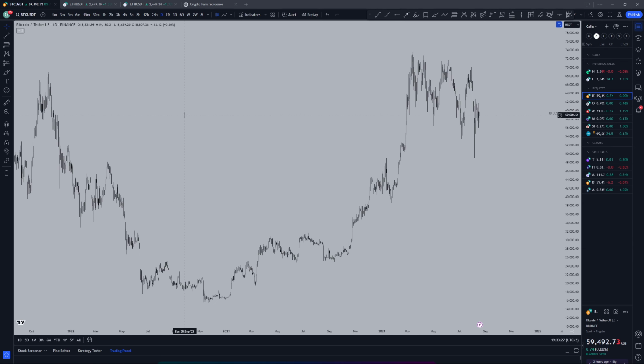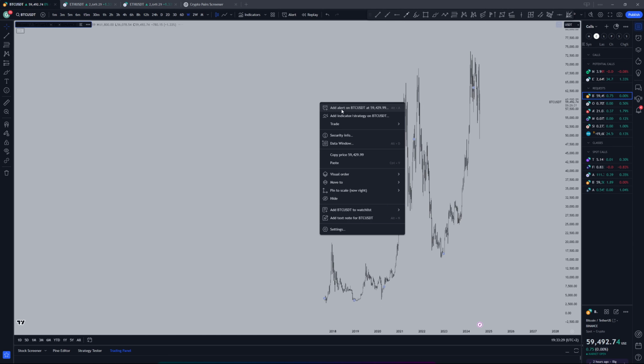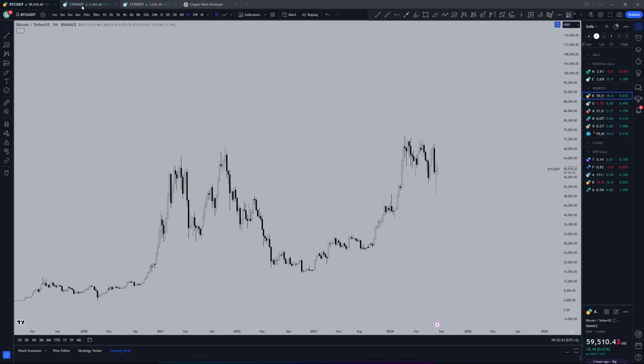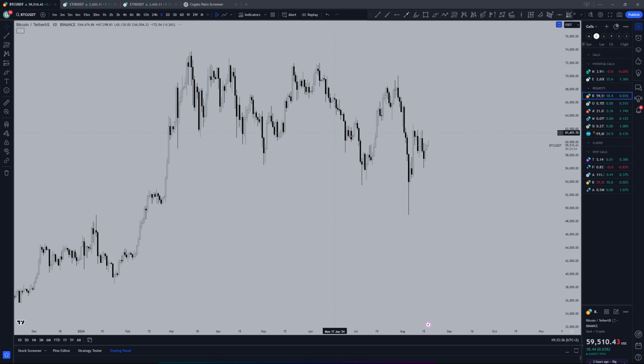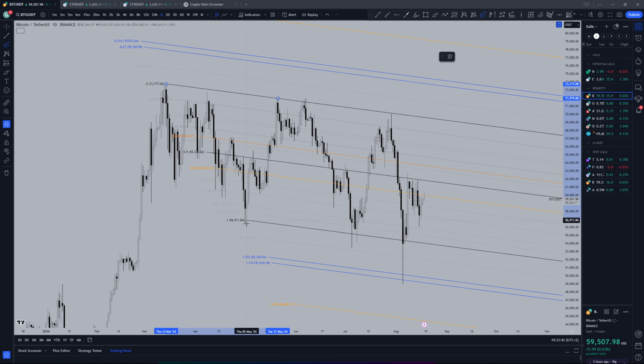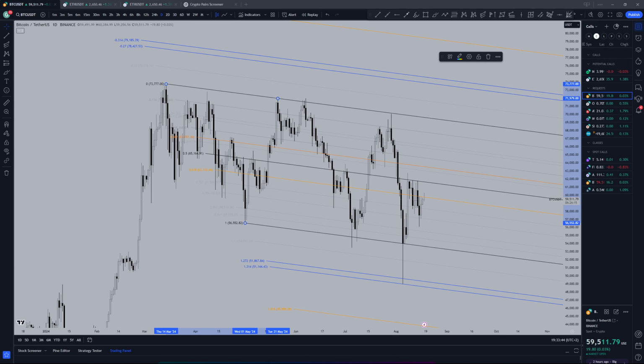Okay, let's see. The first thing I usually do on BTC right now, whenever I'm charting it, is I literally always add this channel, because this channel is such a nice indicator of where price is, what it's gonna do, etc.